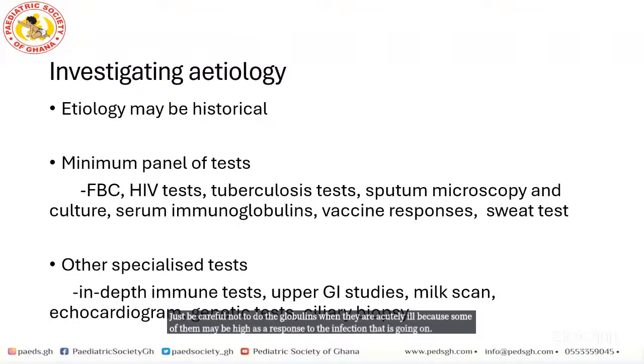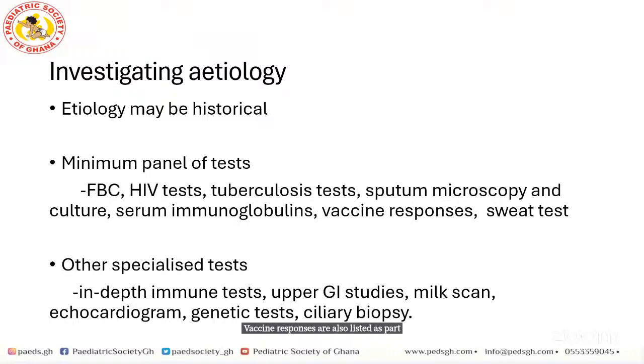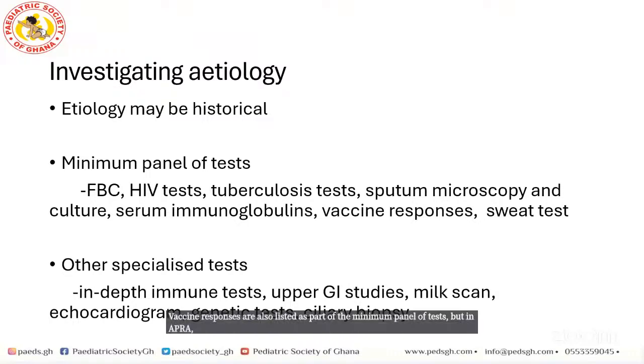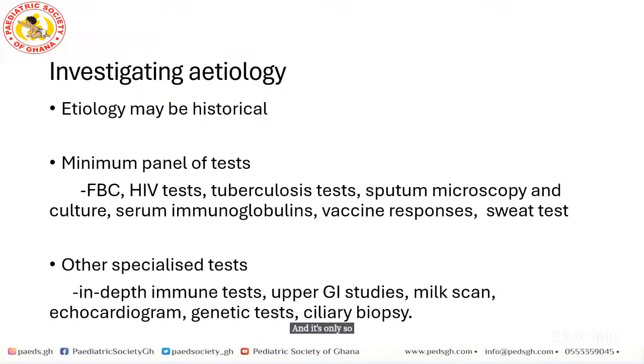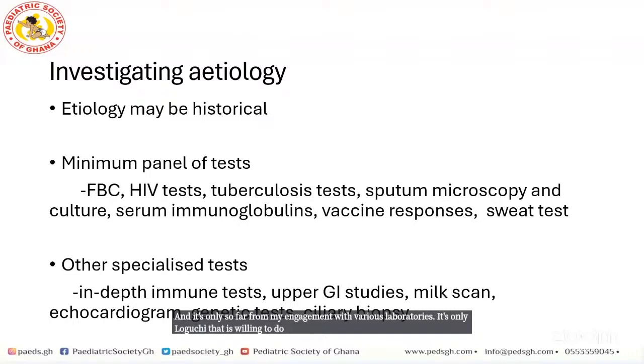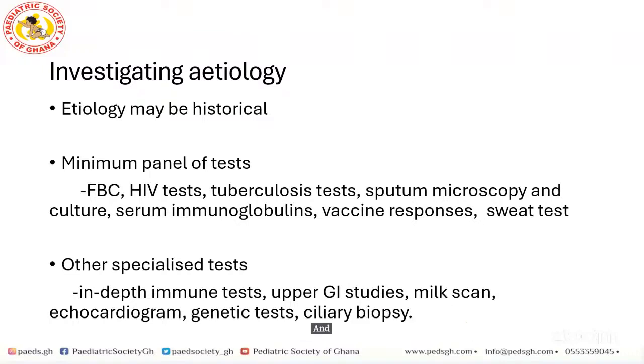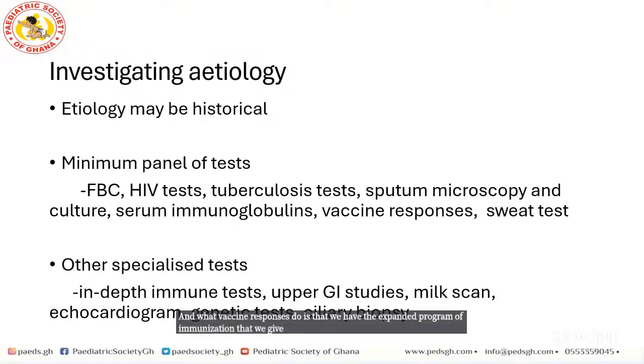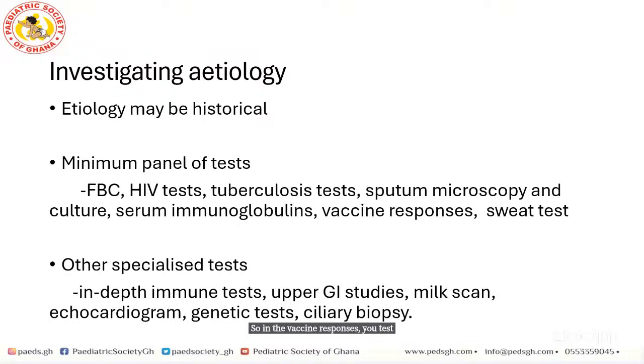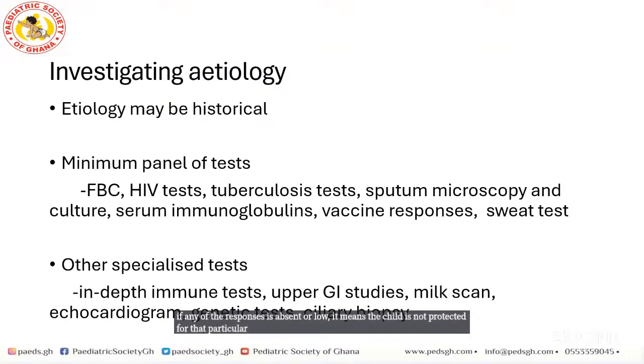Vaccine responses are also listed as part of the minimum panel of tests, but in Accra here, so far from my engagement with various laboratories, it's only Noguchi that is willing to do vaccine responses for us. And what vaccine responses do is that we have the expanded program of immunization that we give all children to protect them. So in the vaccine responses, you test the response to all these vaccines because you want to see if any of the responses is absent or low. It means the child is not protected for that particular organism for which the vaccine was given.